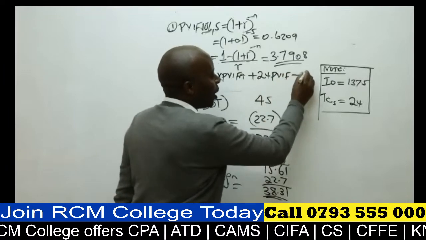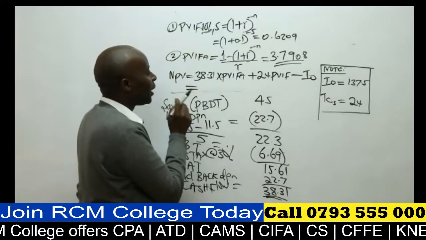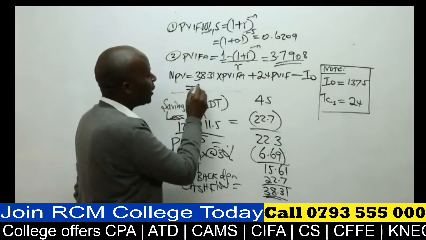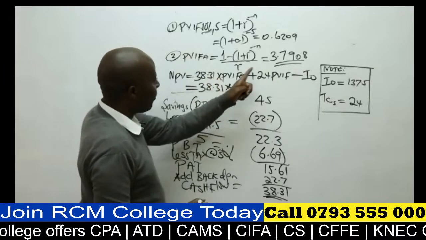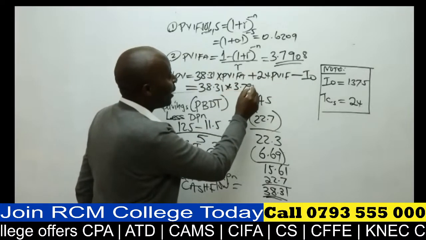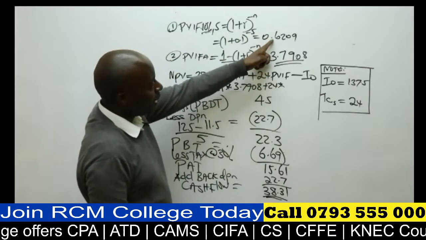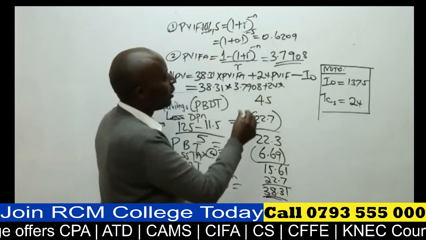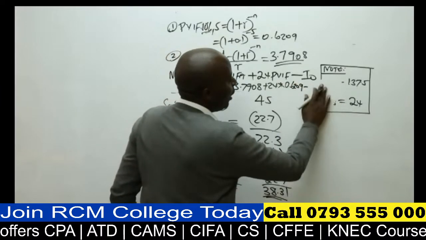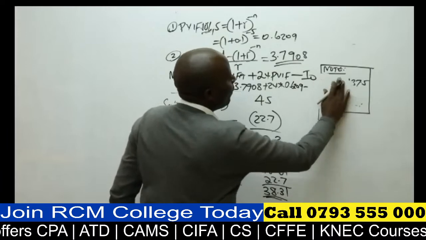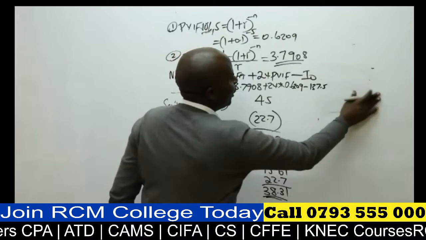And then come and subtract our initial outlay. Meaning, ladies and gentlemen, that our NPV here will be equal to what? We have 38.31 times the PV figure we have, it is 3.7908, plus 24 times the PV figure, present value interest factor, 0.6209, minus the initial outlay that we have here as 137.35. So then at the end of the day, what shall we get here, somebody?